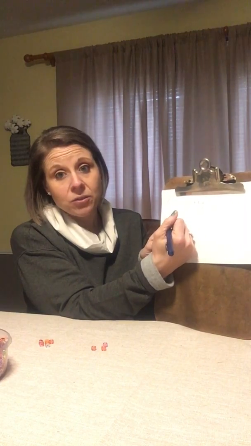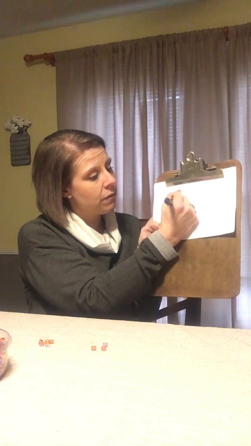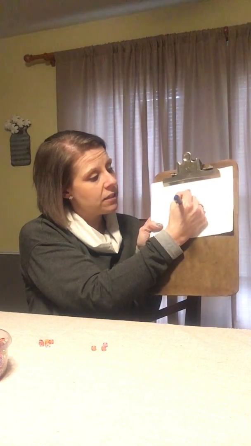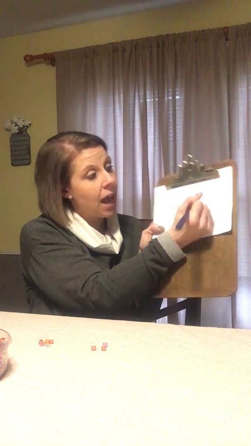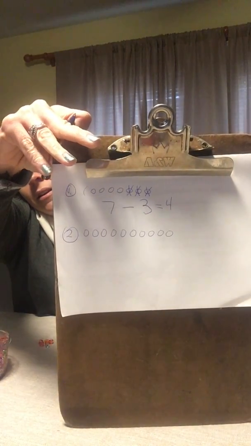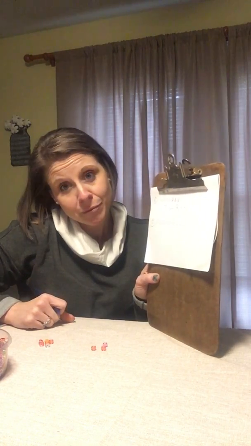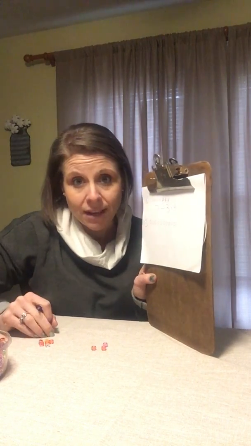So I had 10 cookies, so I have to start with 10 circles. 1, 2, 3, 4, 5, 6, 7, 8, 9, 10. So there are the 10 cookies that I started with. And now I have to mark out all the cookies that my boys came home from school and ate. They ate 7 of them.